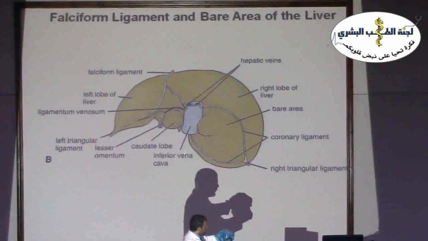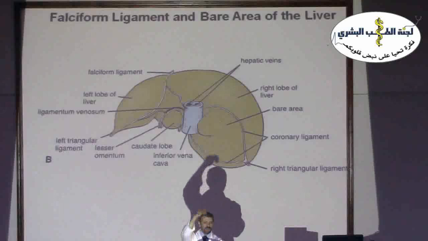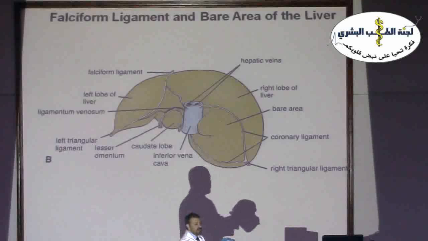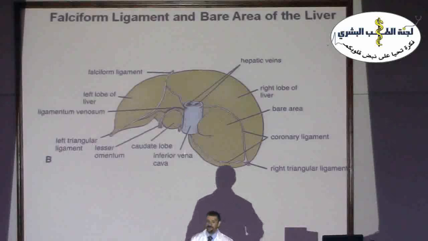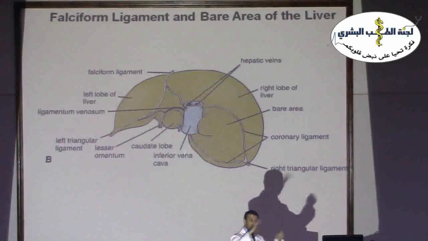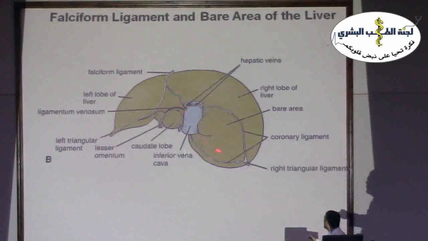So there is no peritoneum, because as the peritoneum comes from below, it doesn't cover the topmost area of the liver. This area of the liver, I will name the bare area of the liver. Bare means naked. Okay, there is no peritoneal covering. So here you will see a bare area and it's rough.